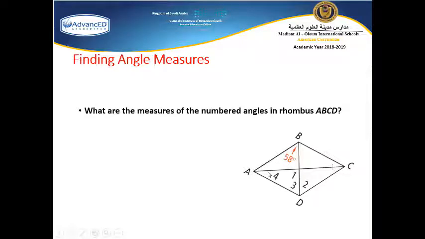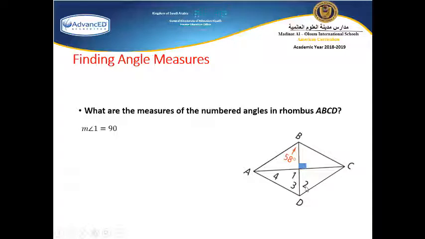Since ABCD is a rhombus, then the two diagonals, the diagonal AC and BD, both of them are perpendicular, making right angles. And the two diagonals bisect the opposite angles. That means angle 3 and angle 2 are congruent. Then here, according to these properties, the measure of angle 1 is also a right angle, 90 degrees.